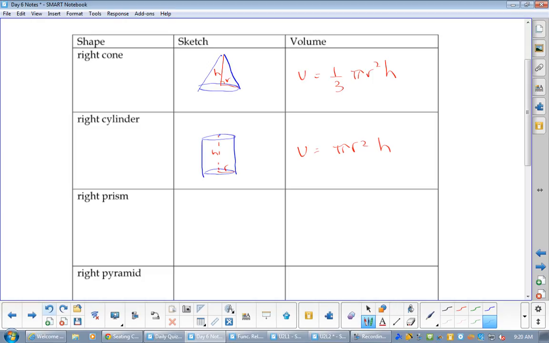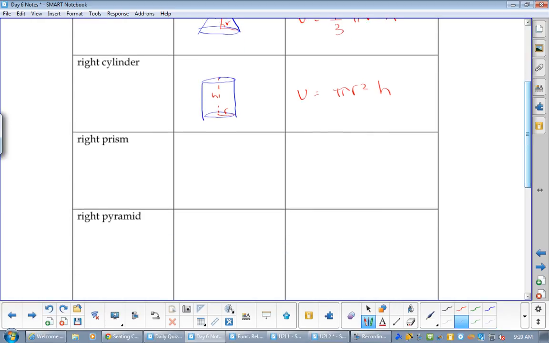Now, your right prism. Prisms are named by their base. Now this would be what we call a right prism, and it is done by length, width, and height. So this one is the easiest of all, length times width times height. But just so you know, it's still area of the base times height, right?